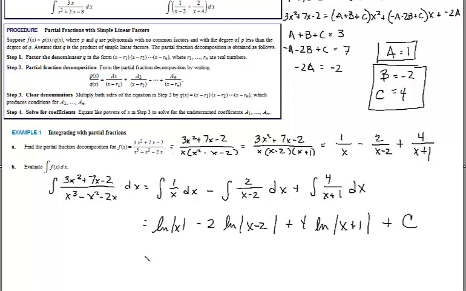Using my properties of logs, I can write this as one log. The absolute value of x will have to stay like this. The x minus 2 will go in the denominator squared, so I can drop the absolute value symbols because it is definitely going to be positive. And this one is to the 4th power, so that's definitely going to be positive, so I can drop those absolute value symbols. And plus C. All done. That one is really nice.